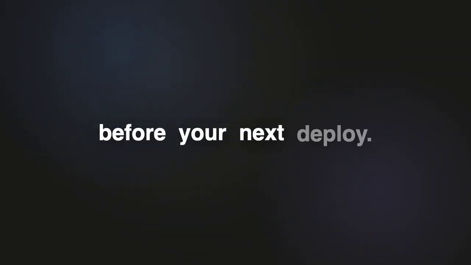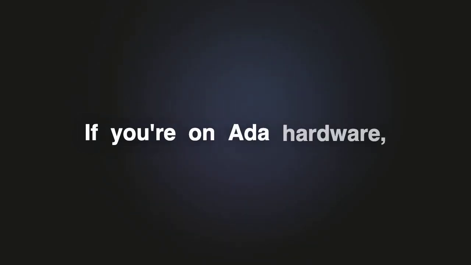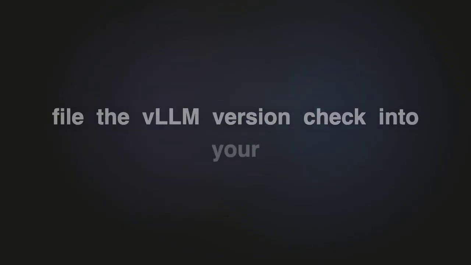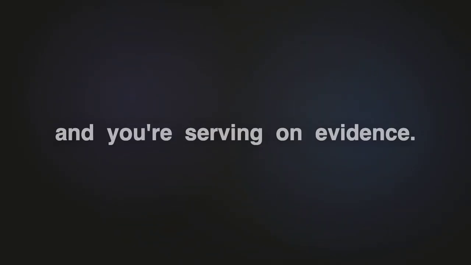So here's your actual homework. Tonight, before your next deploy, pull up one running replica. Grep the startup logs for the backend name, not the config, the logs. Then go check nvidia-smi for the compute capability on that box. 2 commands, 5 minutes, and you'll know more than most teams running this model in prod. If you're on Ada hardware, write that throughput ceiling into your capacity plan today, not after a pager goes off. Everyone else, file the vLLM version check into your deploy checklist, permanently. Do that and you're serving on evidence, not on faith.